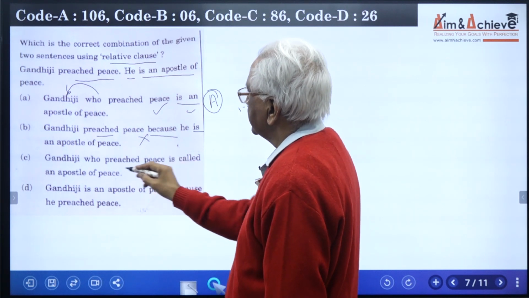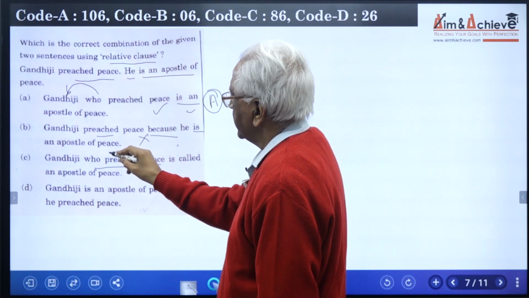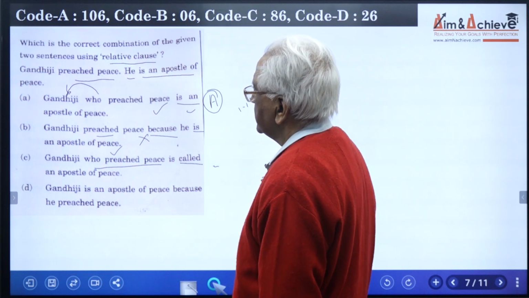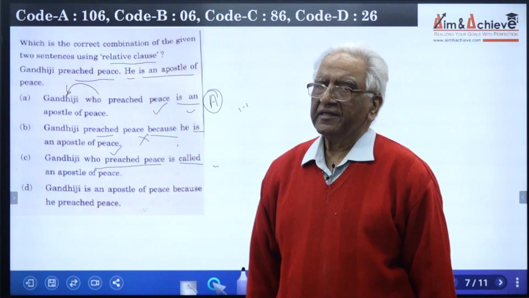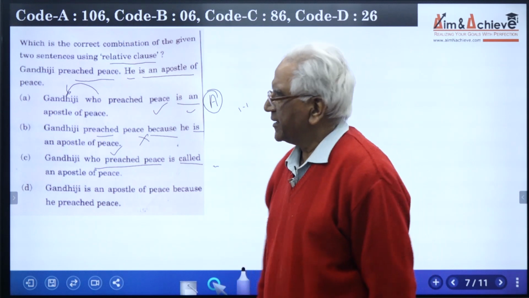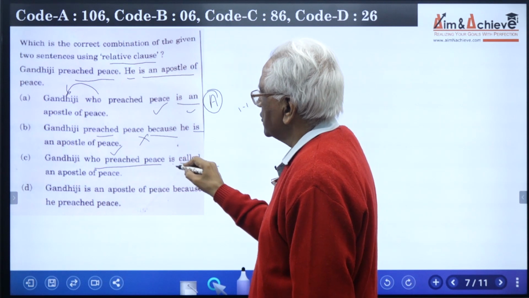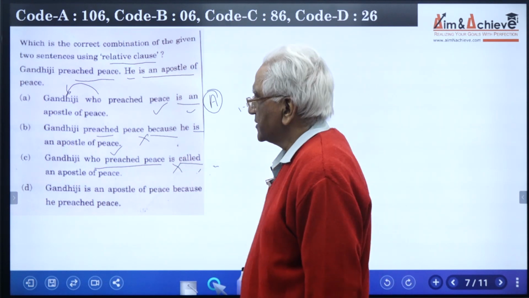Option C: Gandhiji who preached peace. This "who preached peace" is also mentioned here, just as in the original. There is nothing wrong with this. Then "is called". What is this "is called"? He is not called. He is. He is not known as an apostle of peace. He is the apostle of peace. That means this sense is different from the original sentence. So sentence C is a weak sentence.